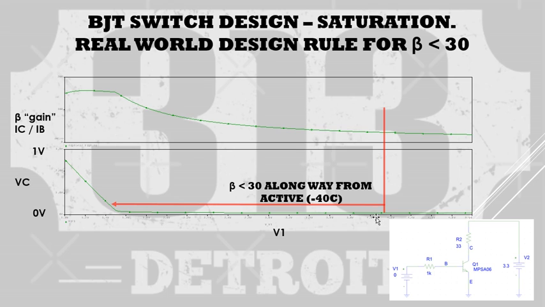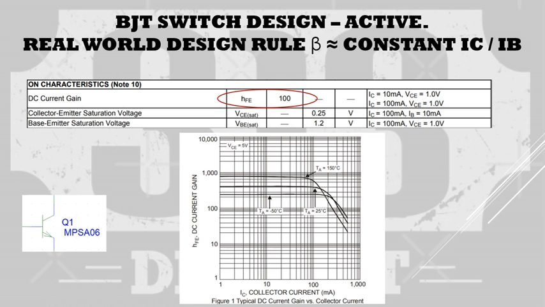Even if you have a load step, you're not going to slide anywhere near the active region. Let's talk a second about the active region. To go from cutoff, no collector current, to saturation, maximum collector current, you're going to have to pass through the active region. The data sheet tells us if our collector current is at 100 milliamps and we are in the active region with a VCE equal to 1 volt, they're guaranteeing a gain of about 100.